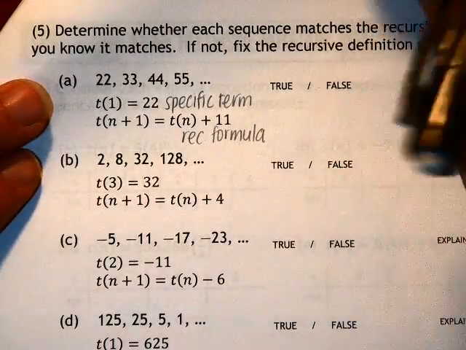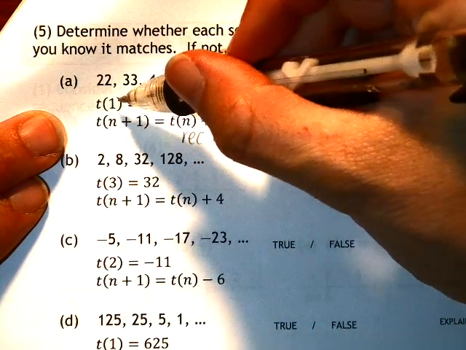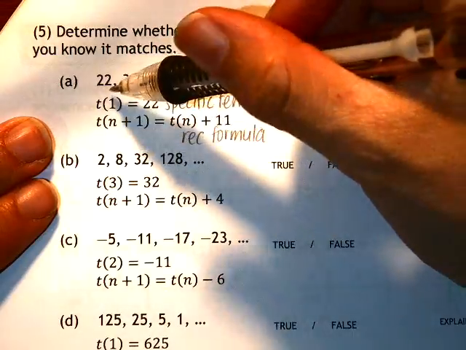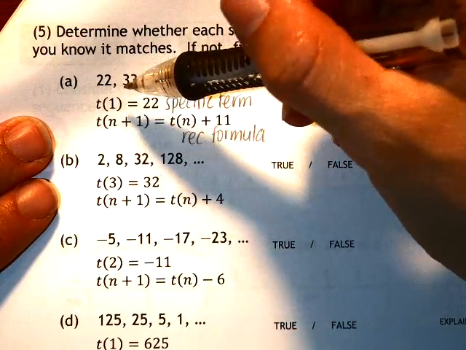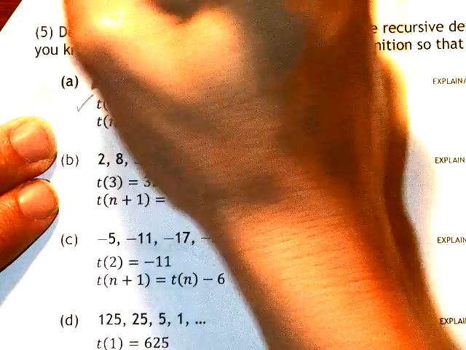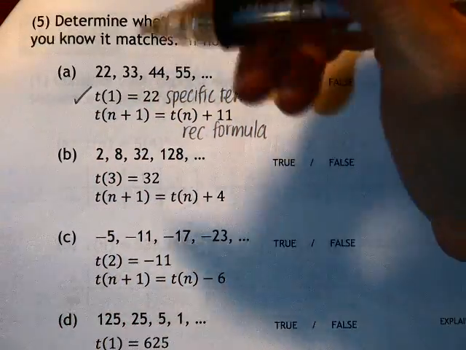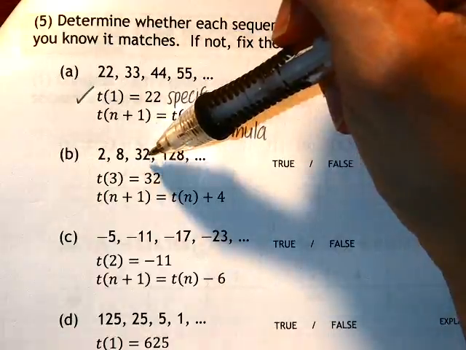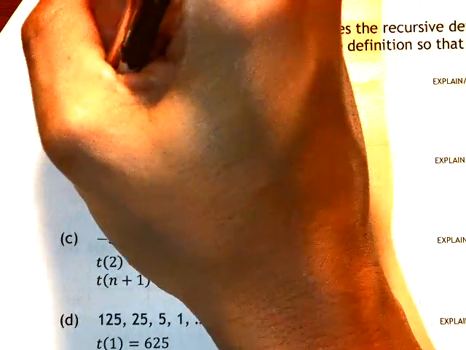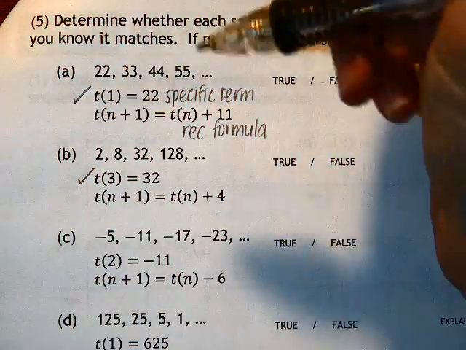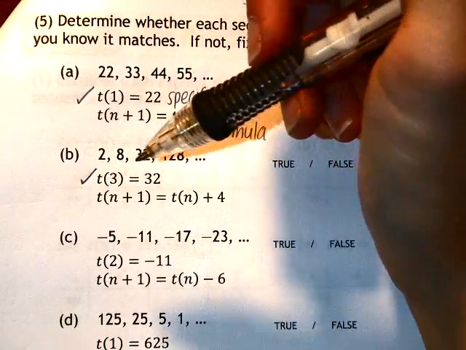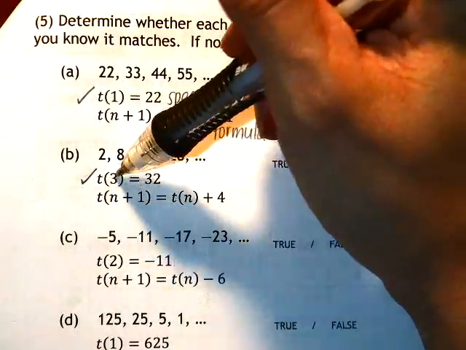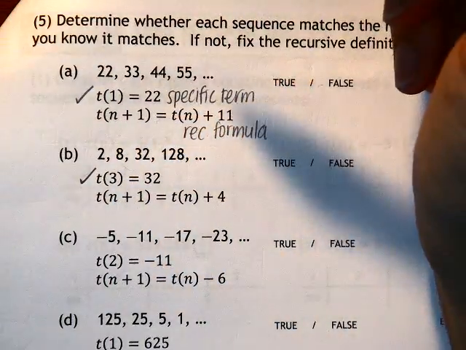So here's an example. The first thing it gives you is that t of 1, the first term, is 22. So I would look at this and say to myself, oh yeah, the first term they give me is 22. So that seems like it checks out. That makes sense. For example, in letter B, they're saying the third term is 32. That checks out. So you don't really have to look too far for things. Just look at the surface value and say to yourself, is that really the first thing they're giving me? Or the third thing they're giving me? Or whatever. Just take it really literally.